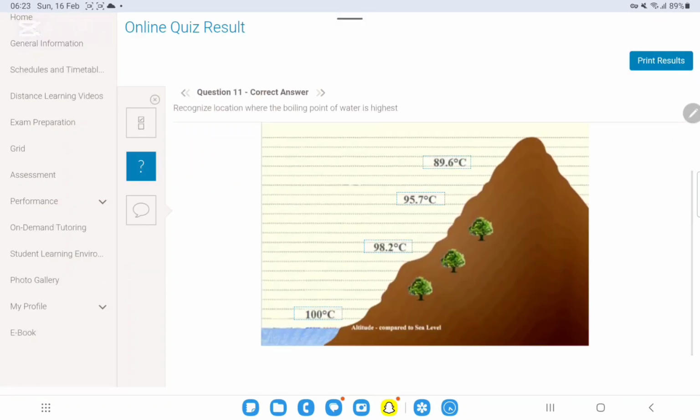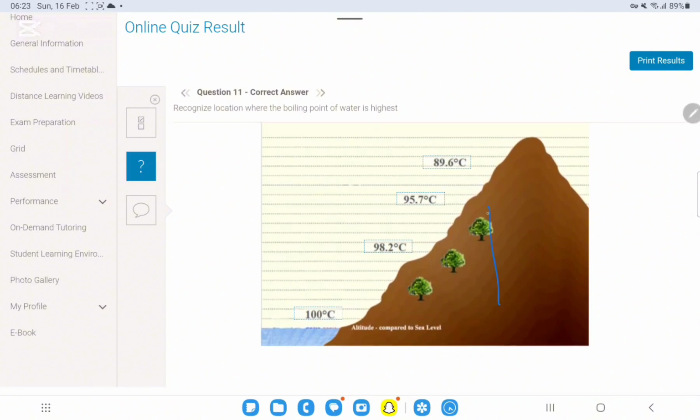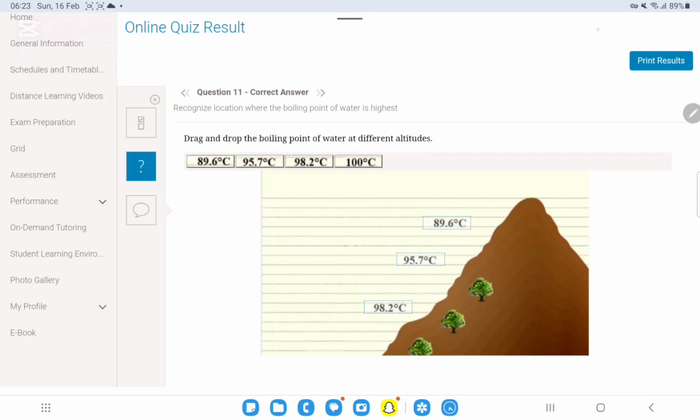For this question, they want us to arrange the boiling points. We know as the altitude increases, the boiling point decreases. So as long as we're going up, the boiling point goes down. At sea level, it's 100 degrees Celsius. When we see our options, it is the greatest one. 100 is the biggest one. And then above that, 98.2, and then 95 and 89. It goes like that. The more you go up, the lower the temperature.